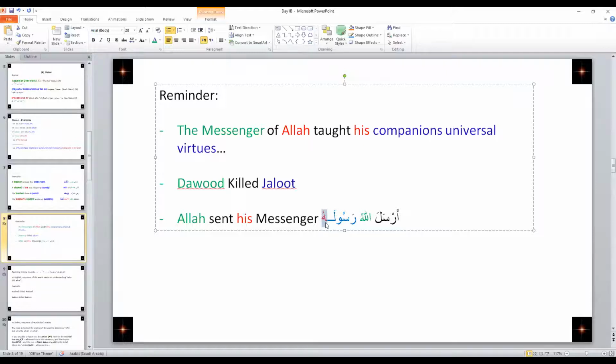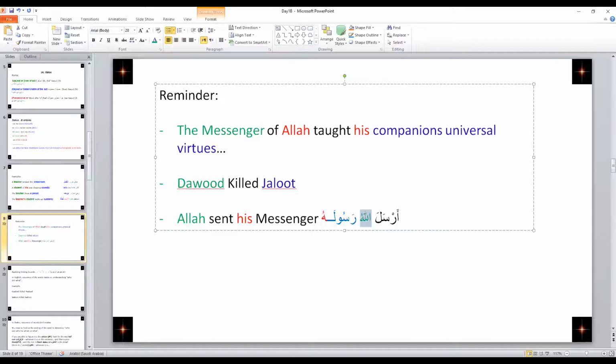For the jar status and nasb status, as I said, there are several ways to have an ism in jar status. There are also several ways to have an ism in rafa status. So all these statuses, we're just giving an instance of them here.